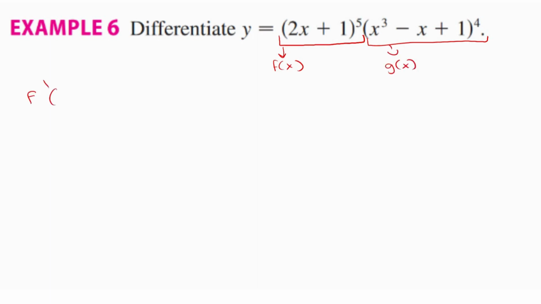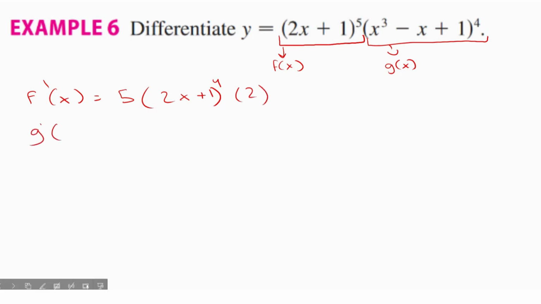Now f prime of x is going to be, as we have seen earlier, 5 multiplied by (2x plus 1) power 5 minus 1, which is 4, multiplied by the derivative of what's inside, which is 2. Now we have to differentiate g of x, so g prime of x is going to be 4 multiplied by the expression (x cubed minus x plus 1) power 3 multiplied by the derivative of what's inside this one. So the derivative is going to be 3x squared minus 1.